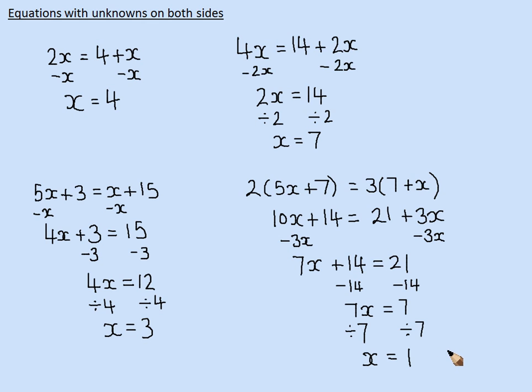Okay, so that's equations with unknowns on both sides, starting from the most simple case here, which is level 5, and then working through various grades of your level 6 equations with unknowns on both sides.